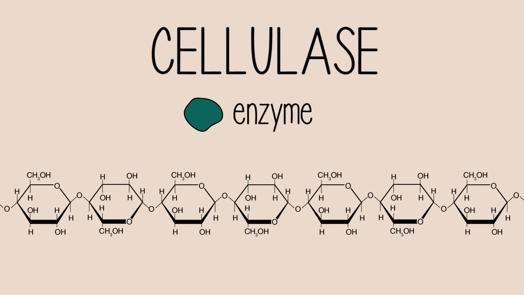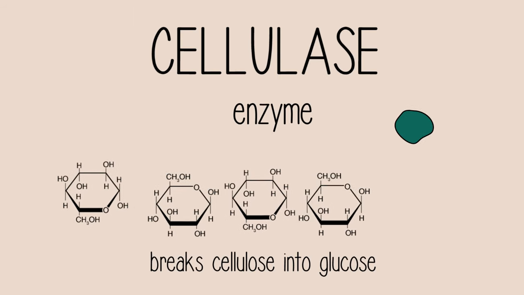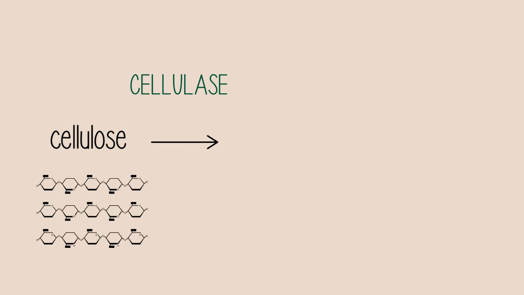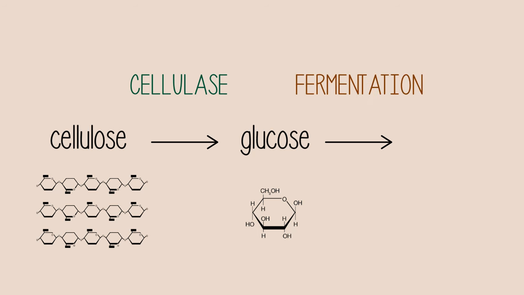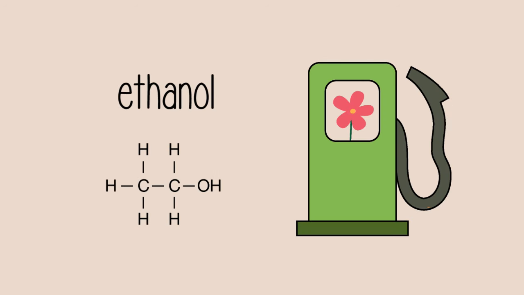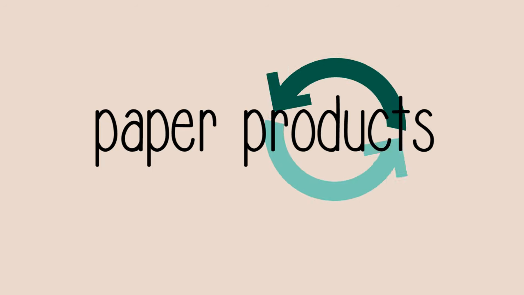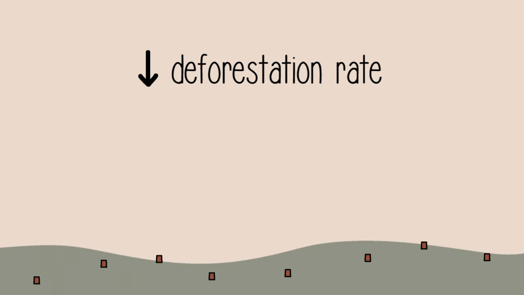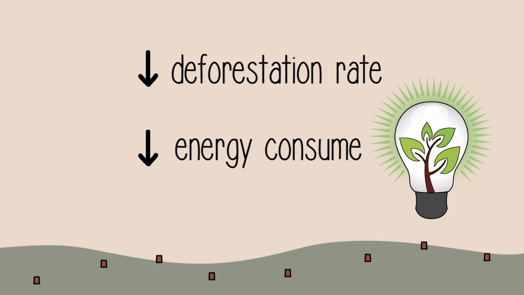Cellulase is the enzyme that breaks cellulose apart into its glucose monomers. Currently, the industrial usage of cellulase is to break down cellulose into glucose. The glucose obtained can then be fermented by certain bacteria to produce ethanol, which can then be used as a biofuel. In summary, recycling paper products helps to reduce the rate of deforestation and consumes a lot less energy.